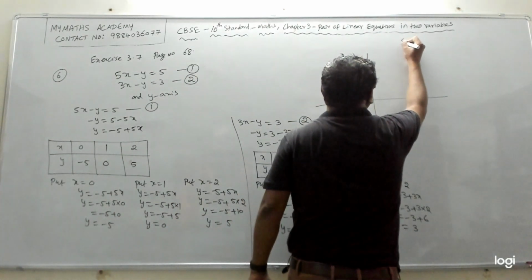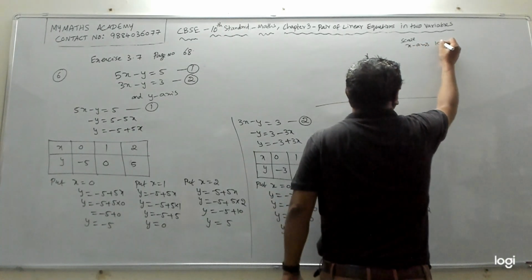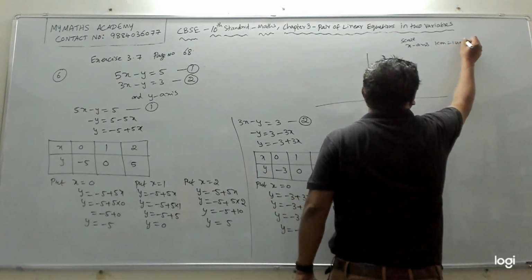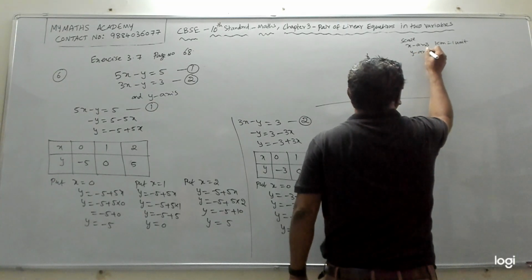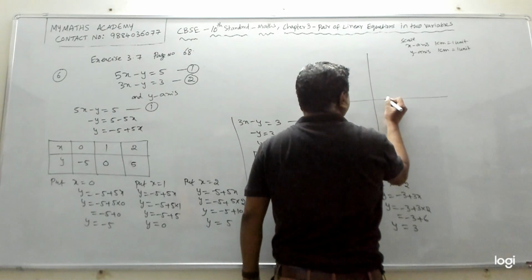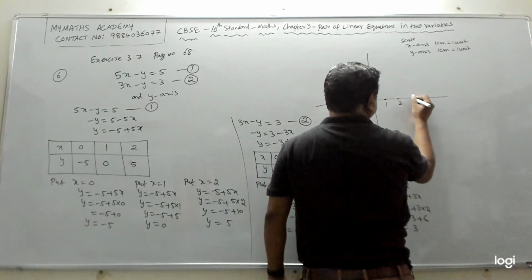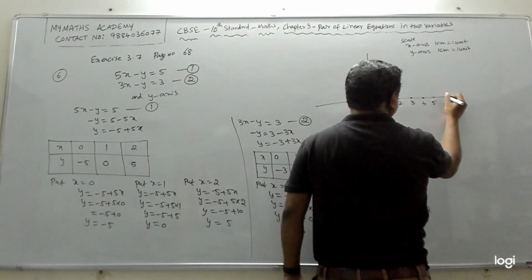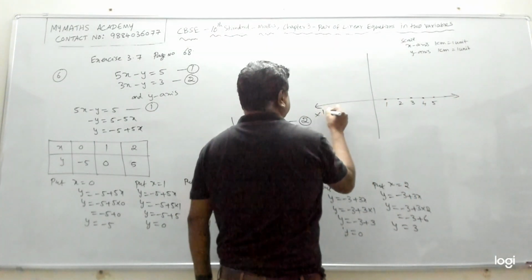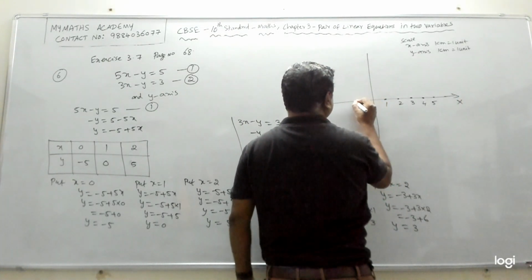So we write the scale, right? Scale is x-axis. You need to write the scale also. 1 centimeter equal to 1 unit, and y-axis is 1 centimeter equal to 1 unit. Which means I am going to take 1, 1. So 1 unit means 1. This is 2. This is 3. This is 4. This is 5. This is x-axis. Negative x-axis. Right? Similarly, we'll put here minus 1, minus 2.